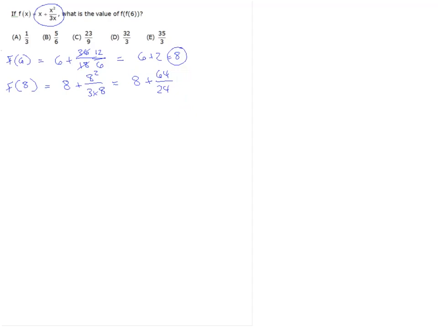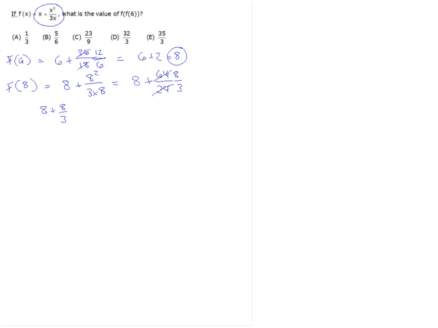Or actually, there's probably a better way we could deal with that. But the first thing I would do is go ahead and simplify the 64 over 24. We know that 8 is a factor of both of those, so we can start out by saying 8 goes into 64 8 times, and it goes into 24 3 times. So we get 8 plus 8 over 3.